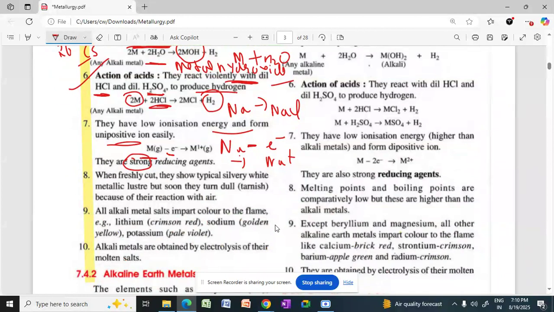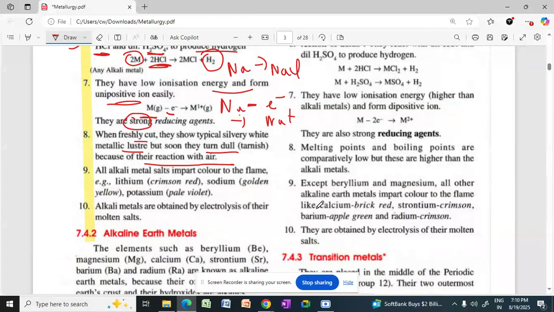Next, when freshly cut, they show a typical silvery white metallic luster, but soon they turn dull because of their reaction with air. When you cut it freshly, they show a shining silvery white luster, but soon they turn dull because of reaction with air, as they are very reactive.